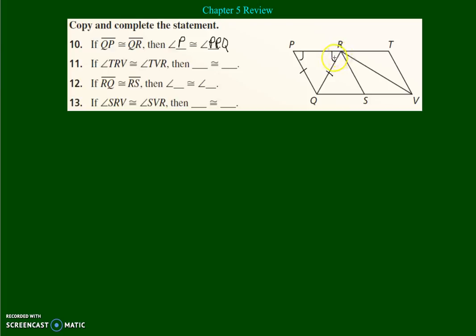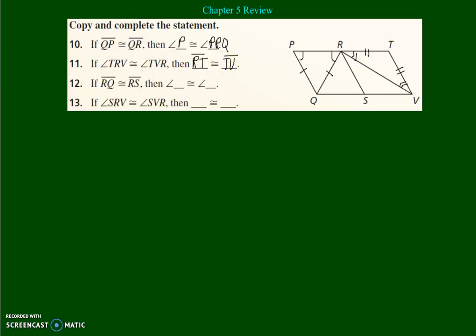All right. For problem 11, angle TRV, so this angle, is congruent to angle TVR, so that would be this angle. This would be the converse of the base angles theorem. If two angles of a triangle are congruent, the sides opposite must be congruent. So we can say that segment RT is congruent to segment TV.